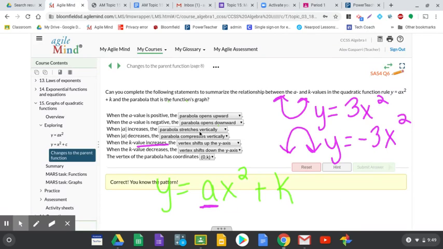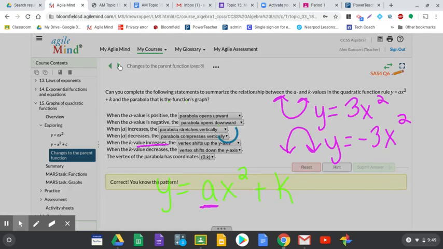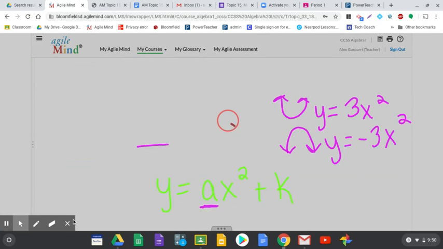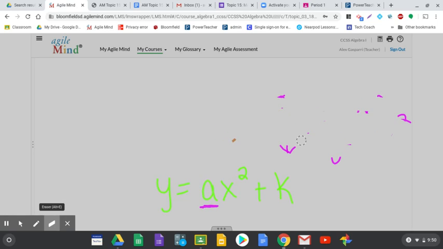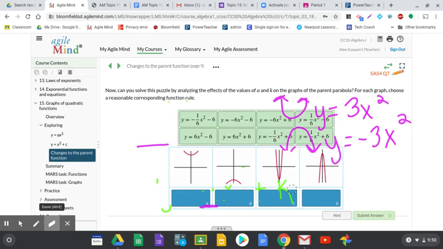All right, and the last thing we're going to go over, this is for question number 7. It's another little puzzle. You're going to try to match the picture with the equation. So use everything that we've been talking about so far with a and k. And let's see if we can match our graphs.